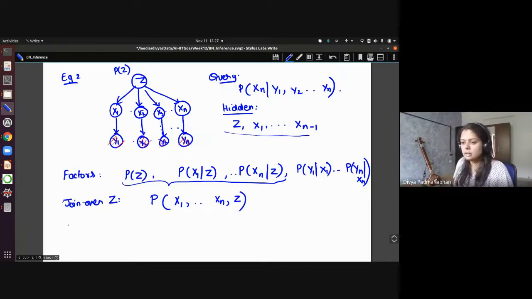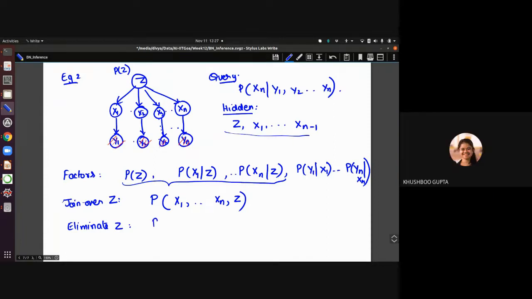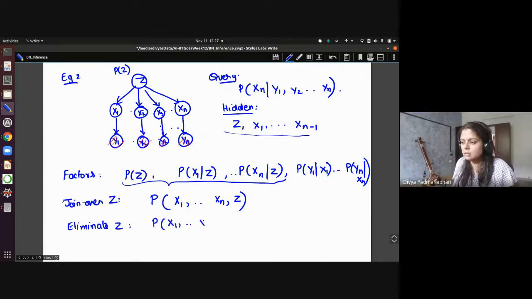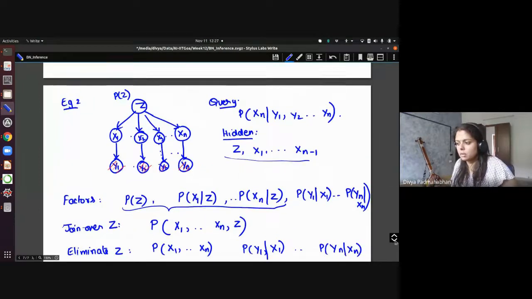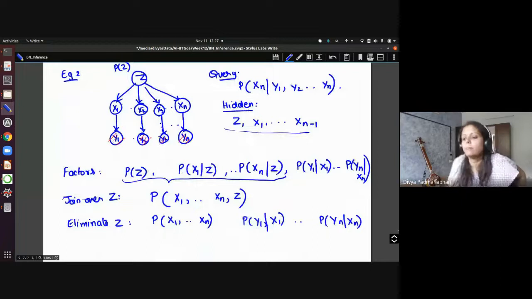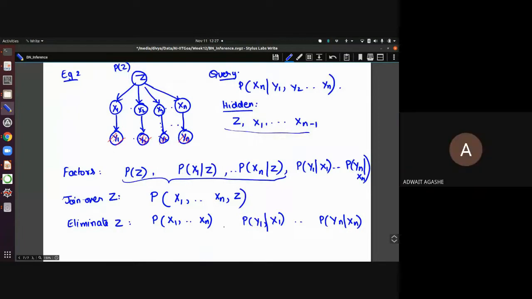Okay, and so now I'm going to eliminate z. So what do I get? P of x1 till xn. So my new factors are now p of x1 to xn, and basically all these p of y1 given x1 and p of yn given xn. Okay, so what do I need to do now? What's the next step? Join over x1 and eliminate x1, and do for all x.